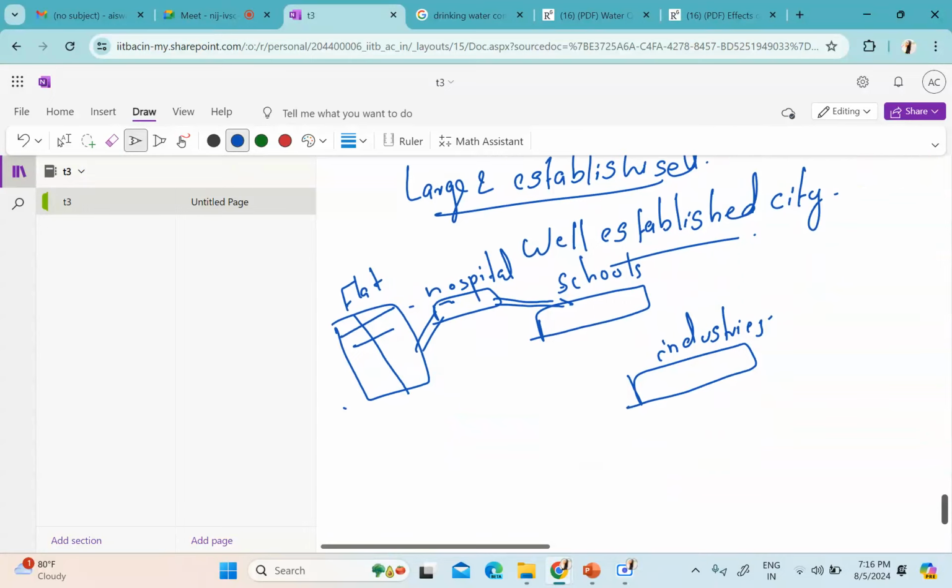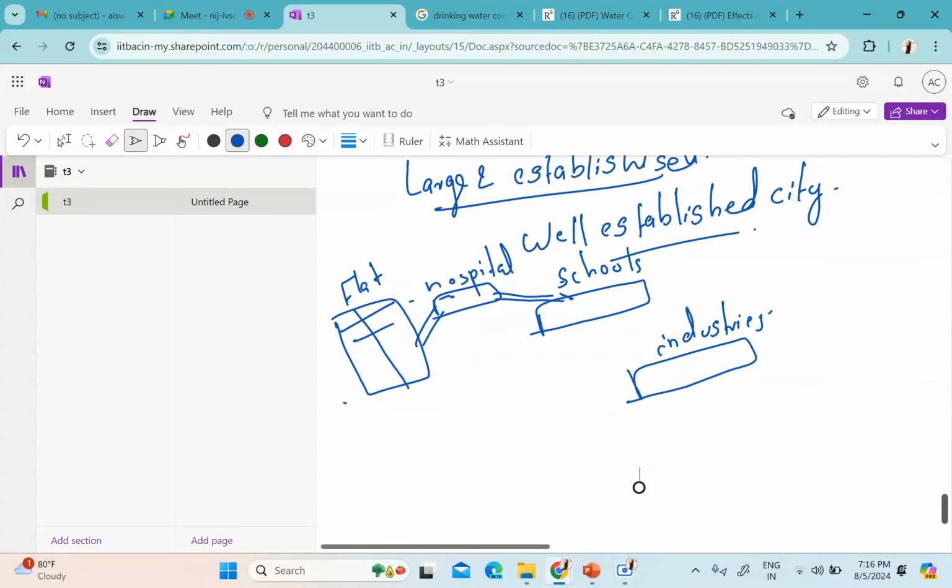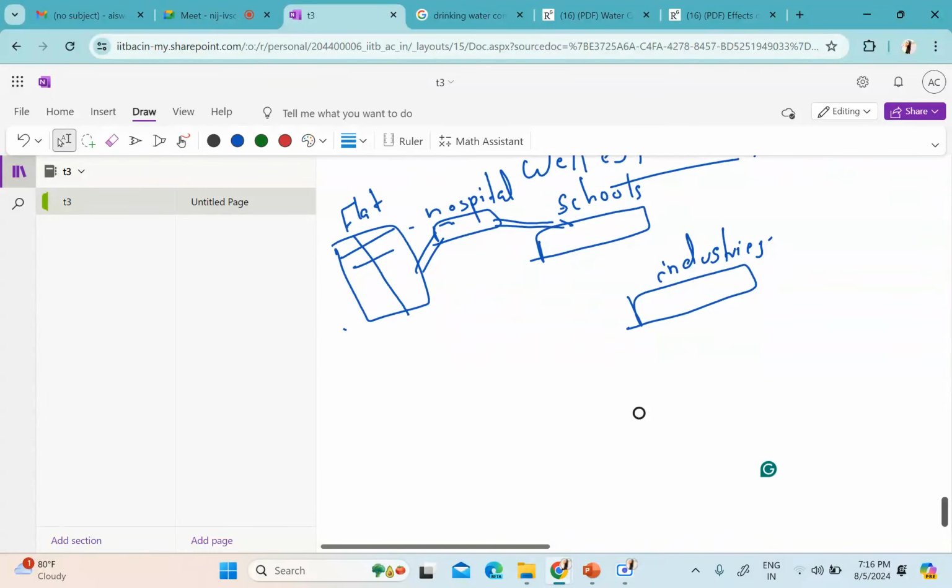So what do small cities mean? Can anyone give some small city examples? It is becoming a city. Yes, that means it is developing, it is not fully fledged, it is on the path. So for that type of city it is not suitable. If you apply it to that type of city, it will give a lower population estimate value than the actual.